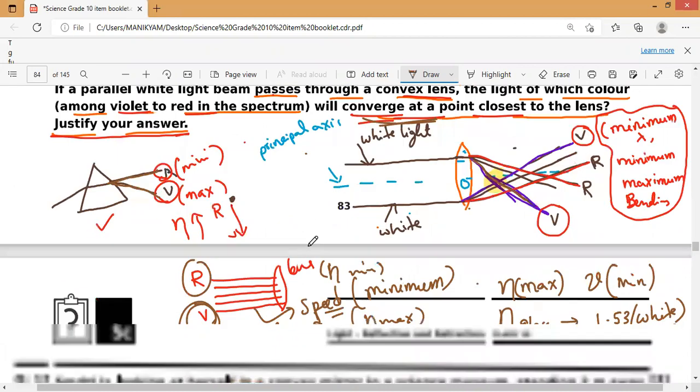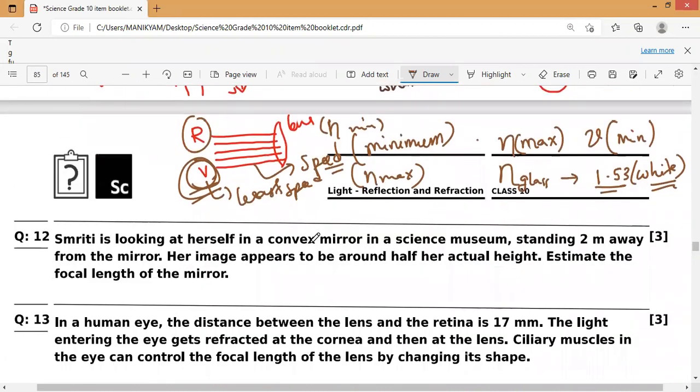Okay, so if people are not ready, what else can I do? That's fine. Next, question number 12.